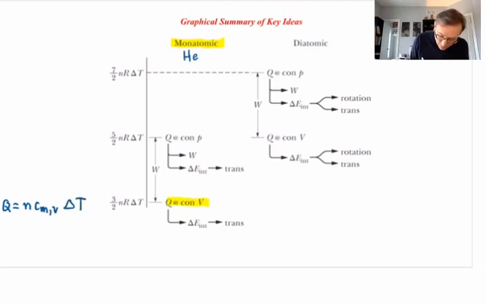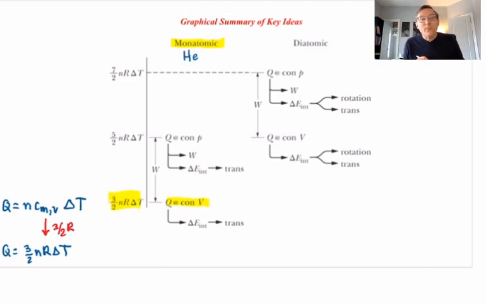Then make a substitution for CmV of F over 2 times R. Now the only thing that can be happening here is translation, so F is 3. So 3 halves R for the CmV, and you get the formula Q equals 3 halves nR delta T, which is what is written right here. And all of that energy as heat, Q, goes into increasing the internal energy of the gas through its translational motion. That's what this is saying.